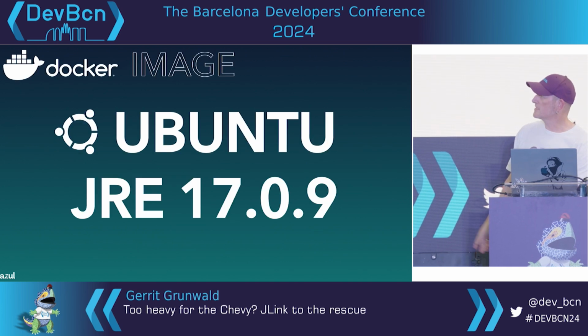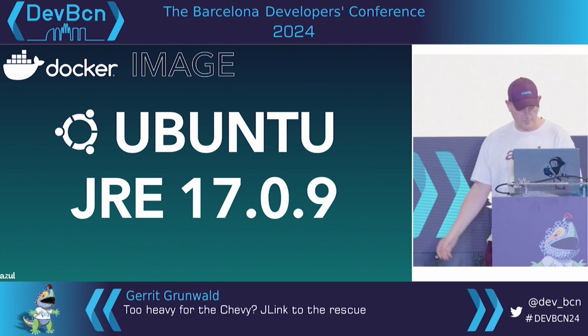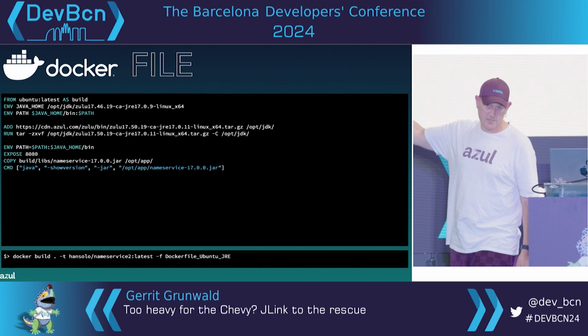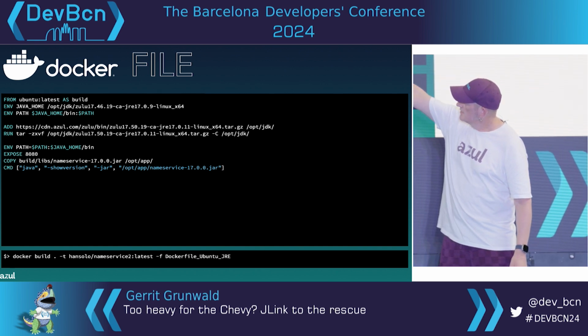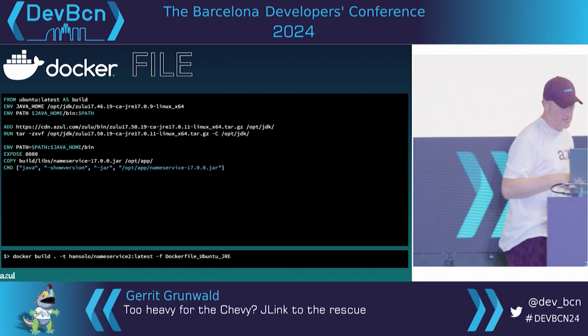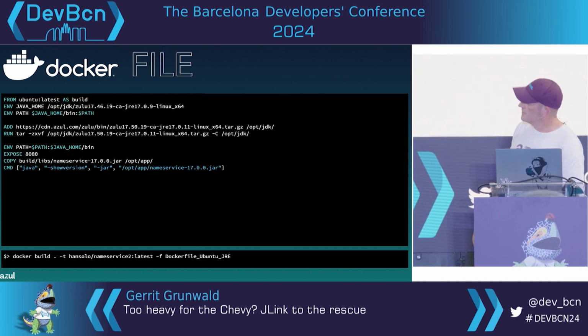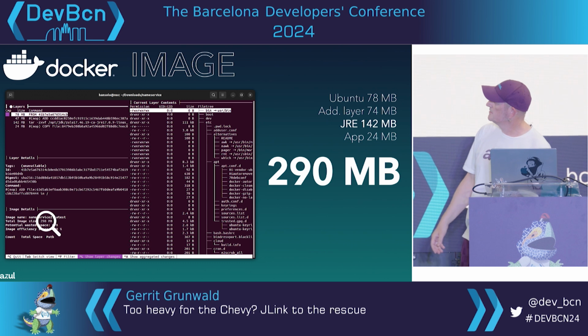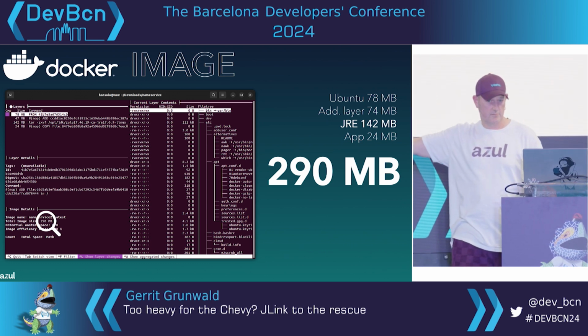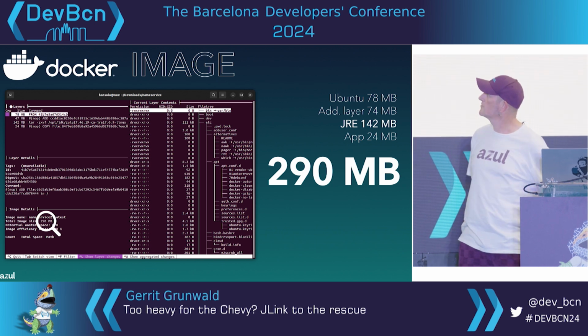So we go again with the same thing. We use Ubuntu, and, by the way, this is wrong. It's not updated. It's 17.0.11. Take a look at the Docker file. Very much the same. As we can see now, in the middle, I download the JRE, the Java runtime environment. And then if we take a look at the size, this is now 290 megabytes. That's way better, right? That's at least half of the size.